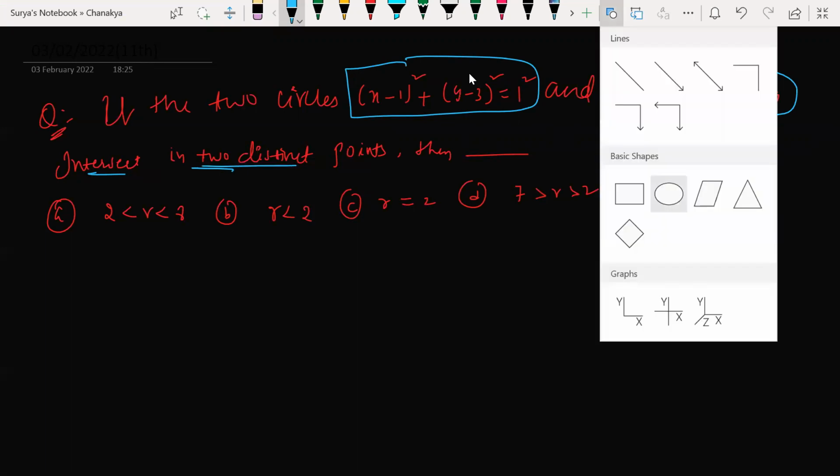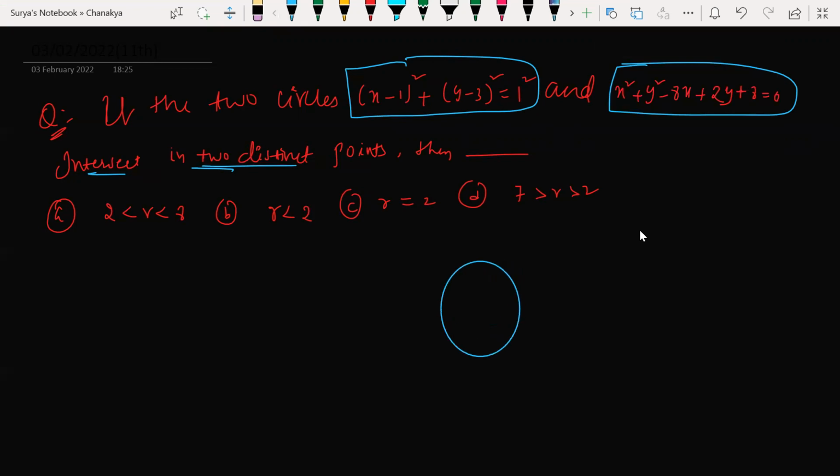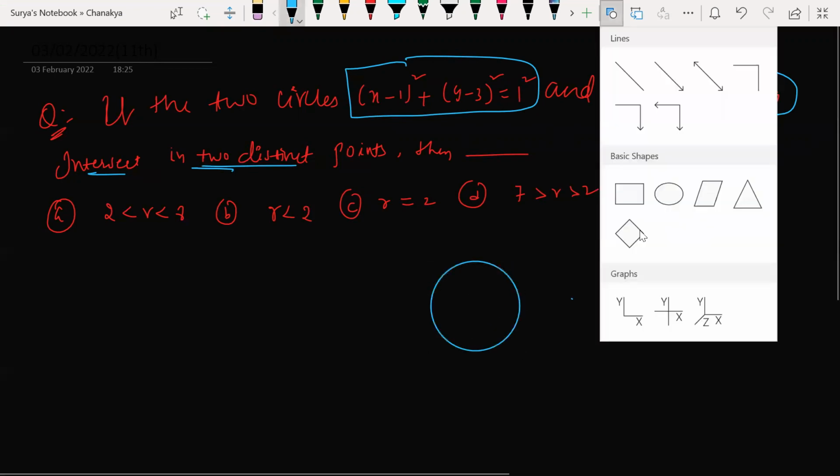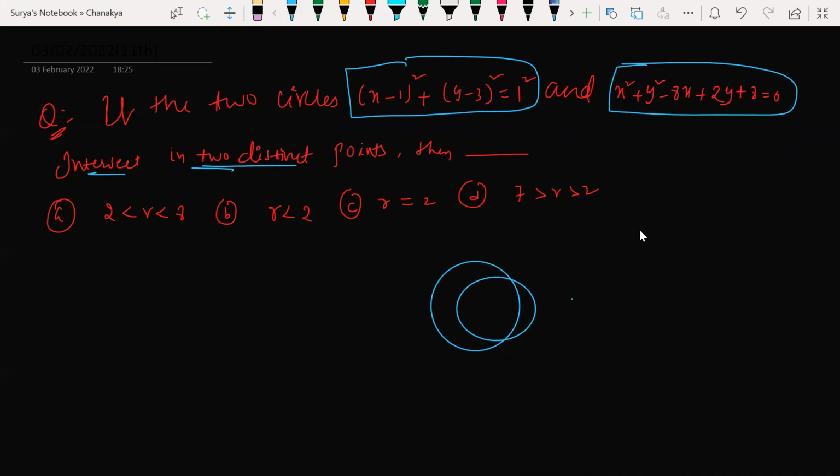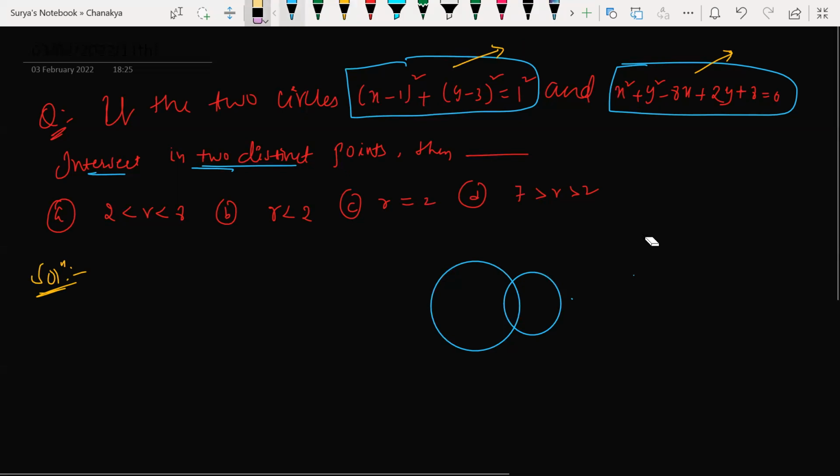Intersecting in two distinct points, how is the diagram going to be? Look at this, this is how the diagram is. Intersecting in two distinct points. So basically, let us find out what is C1 here. Let us consider this as my C1 and C2, I mean circle 1 and circle 2. What is the center of circle 1, and what is the center of the second circle?